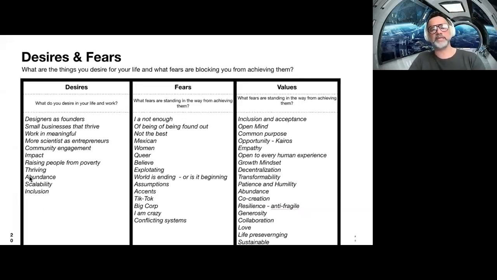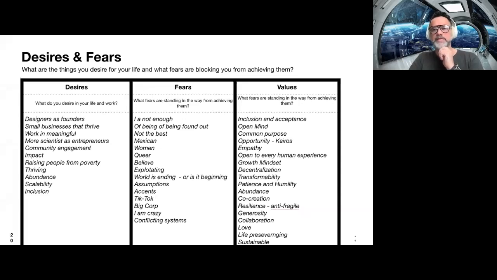On the count of 3, I'll read the desires column, and you guys are going to put in the chat or yell out which ones you think should be the top 3. You've done core, you know how this goes. Here we go: 3, 2, 1, go. Designers as founders, that's a desire we have as a community. Small businesses that thrive, work that is meaningful for us. More scientists as entrepreneurs, community engagement, impact, raising people from poverty, abundance, scalability, inclusion.